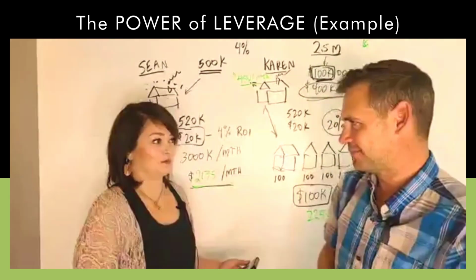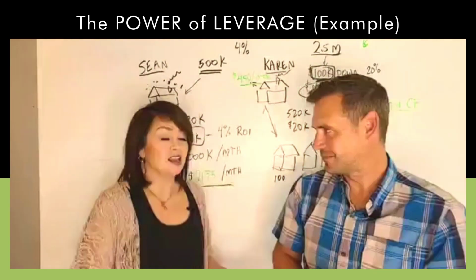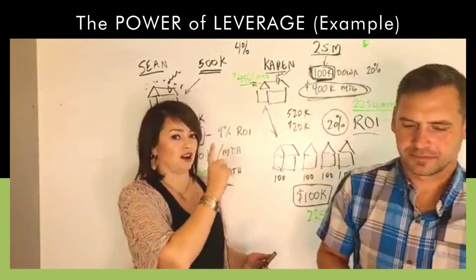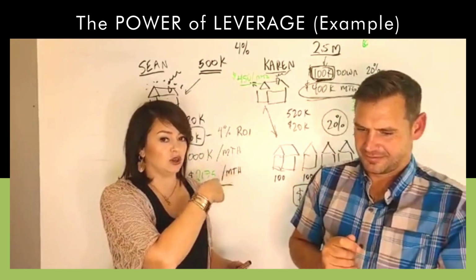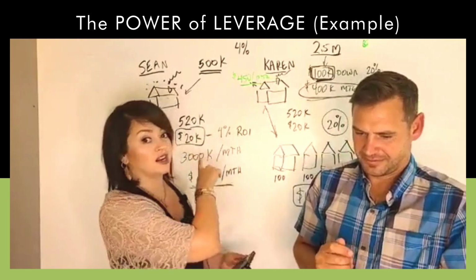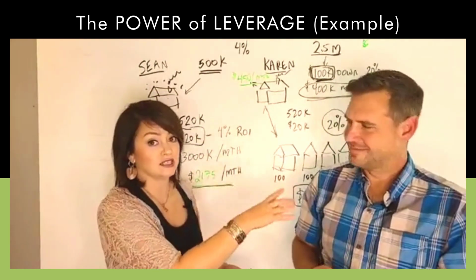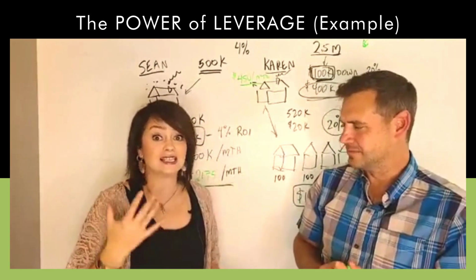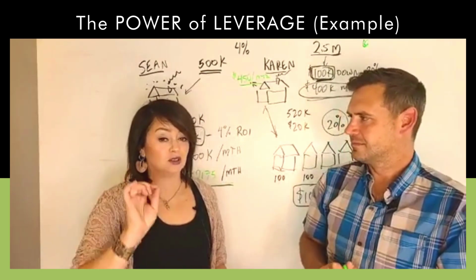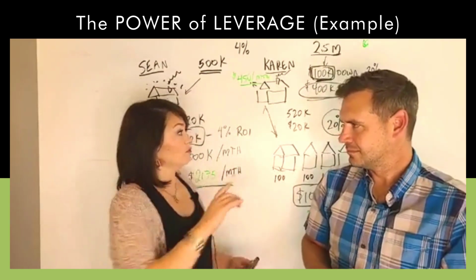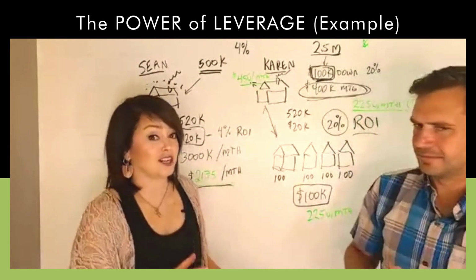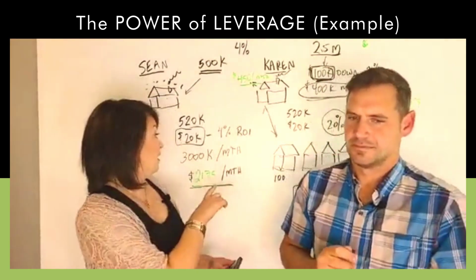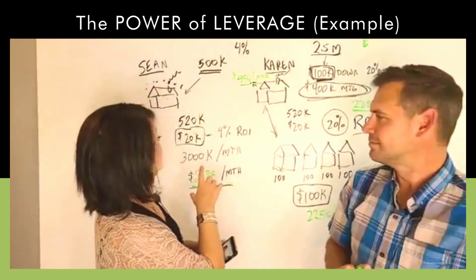Now remember, Karen's working harder for this money, for sure, right? She's having to manage 5 tenants instead of 1. She's got 5 roofs, 5 furnaces instead of 1. So she is working harder for it, absolutely. Is she making more money in her return on investment? She's made $100K this year, where Sean has made $20K.